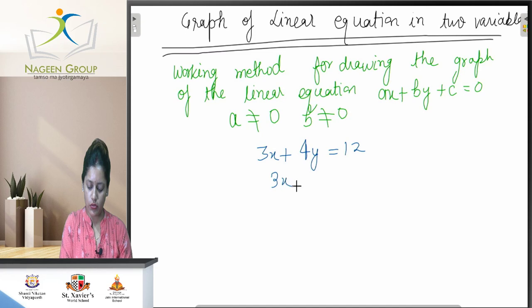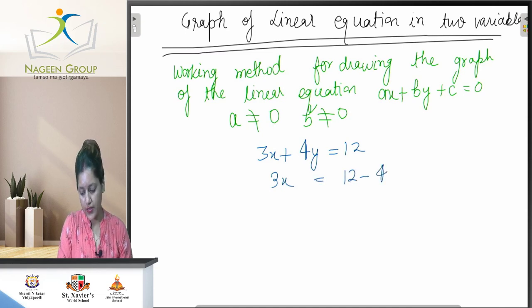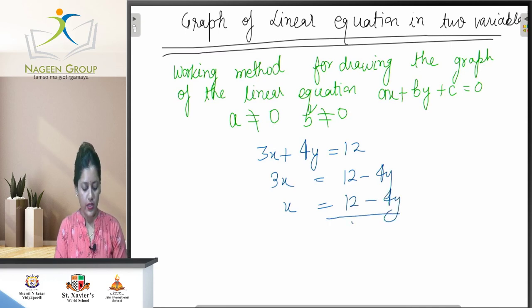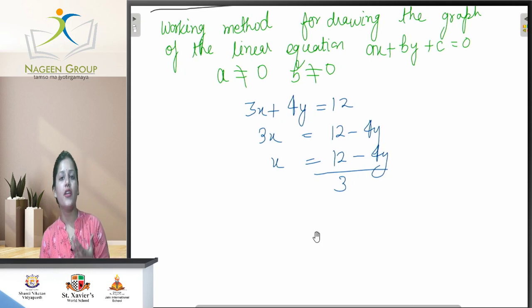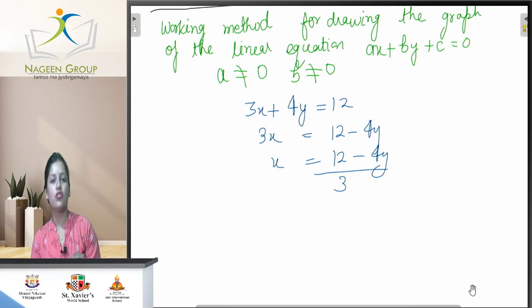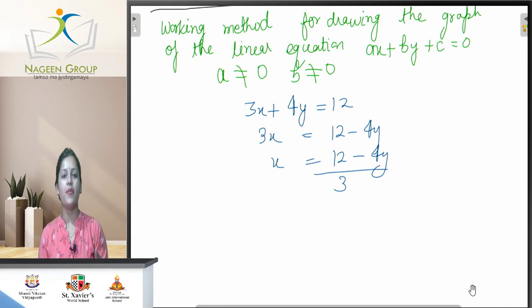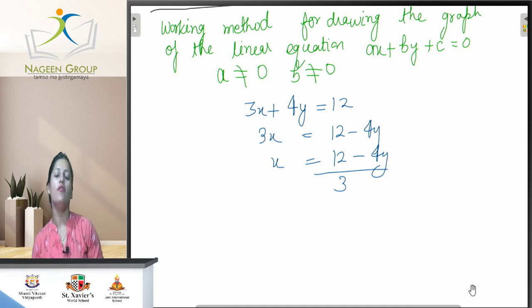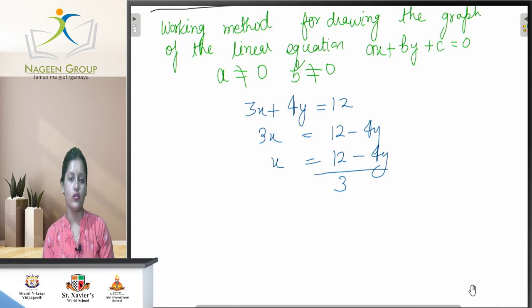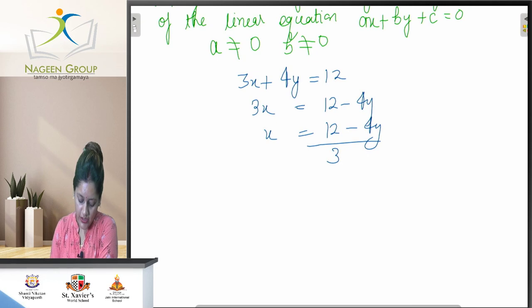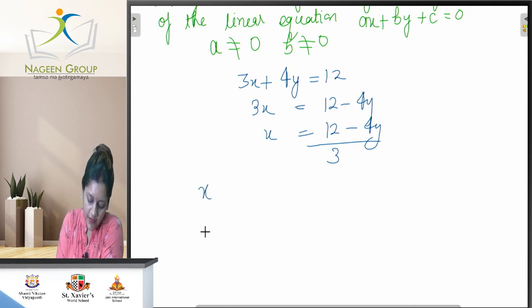So 3x is equal to 12 minus 4y, so x is equal to (12 minus 4y) upon 3. So we are plotting points on a graph paper. First you have to put different values of y, like 0, 1, 2, minus 1. In the same way you get different values of x, and by getting different values of x and y you are making solutions, and these solutions you have to put on a graph paper. In the same way you get a linear line. So start. First we are putting the values of x and y.